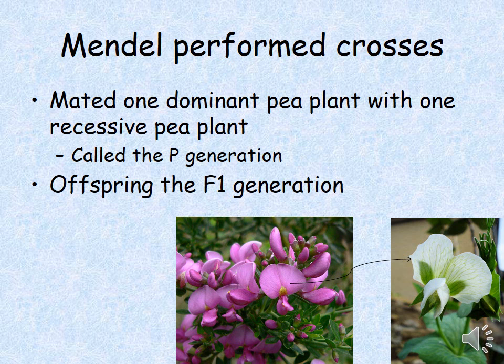So if this particular breed is a purple pea plant, let's say big P, little p, the big P is going to be purple and the little p is going to be white. Well, if you have a breed of purple plants that are always going to be purple no matter what, that means you've basically bred out all the small p's.